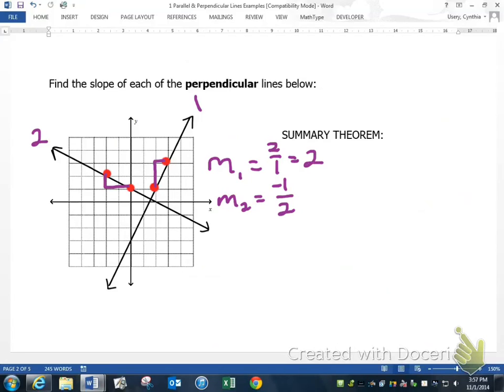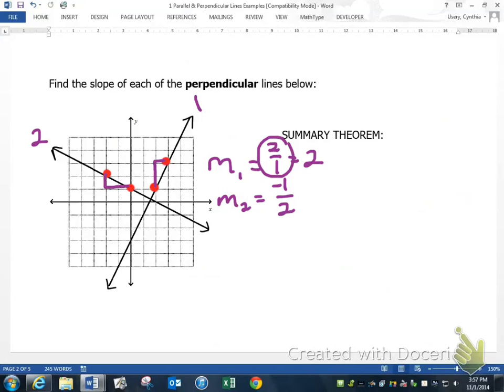So hopefully you notice that these slopes are related in some way. They happen to be what we call opposite reciprocals. They're opposites of each other: one's positive, one's negative. And reciprocals means they're fractions flipped over, because 2 written as a fraction could be written as 2 over 1, and when you flip it over it would be 1 over 2.